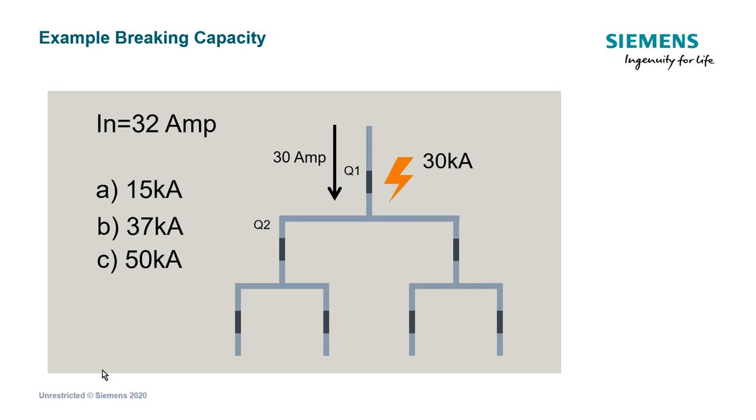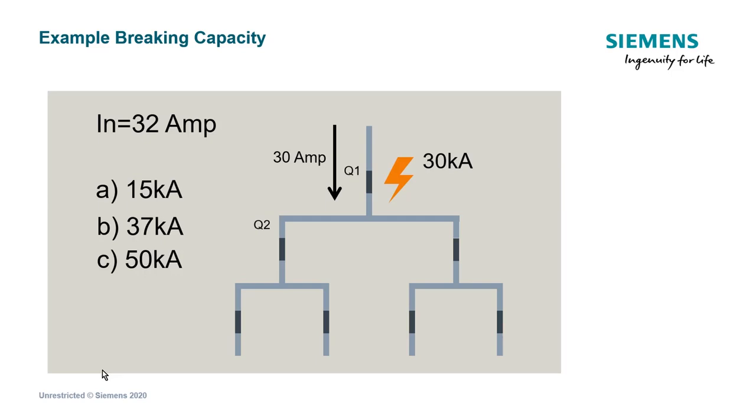Let's see an example of how you select your devices for the short circuit breaking capacity. We need to replace Q1. Q1 must be a breaker that carries 30 amps and must protect against 30 kiloamps as the highest short circuit current that you will see at this point. Imagine that in our stock you have 3 different 32 amp breakers. 32 amps as a rated current actually works for Q1.